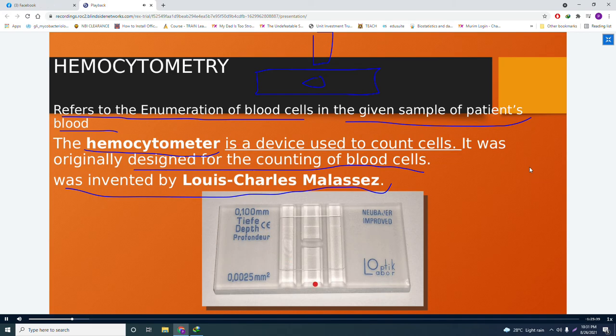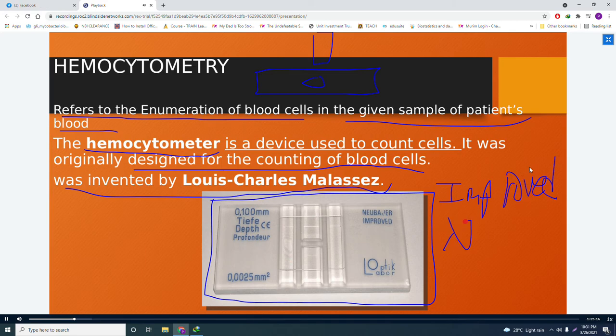I'll be uploading this PowerPoint to your discussion folder in your lab course. You may take notes if you like, but if not, you can use this. As the generations go by, this is now your counting chamber. Your counting chamber is now called the improved Neubauer, your newest or modern counting chamber.